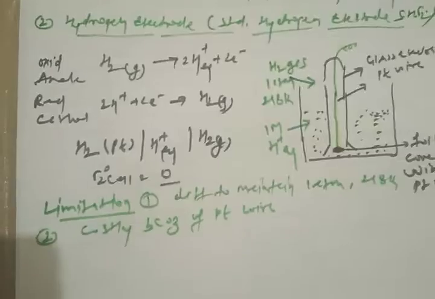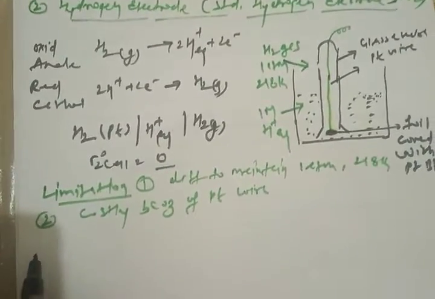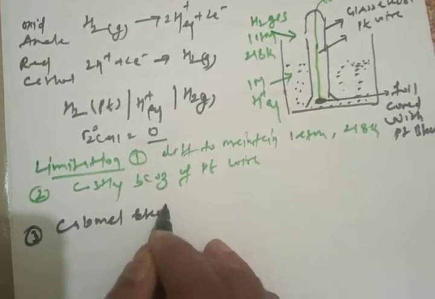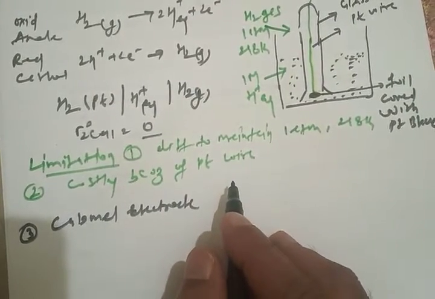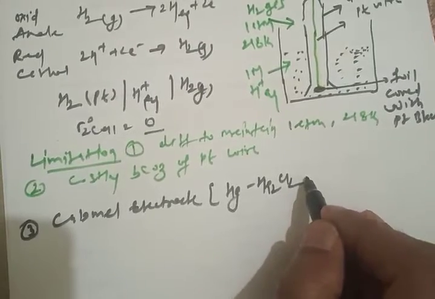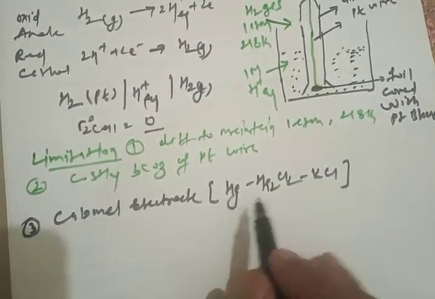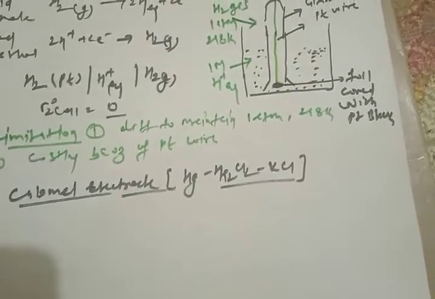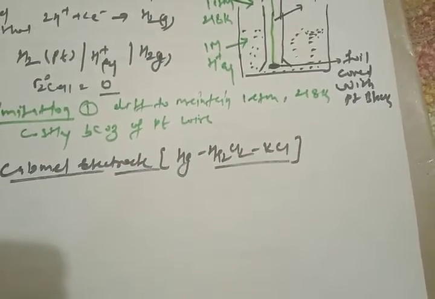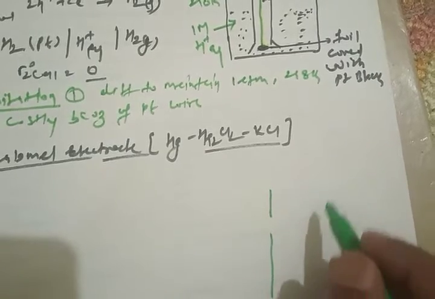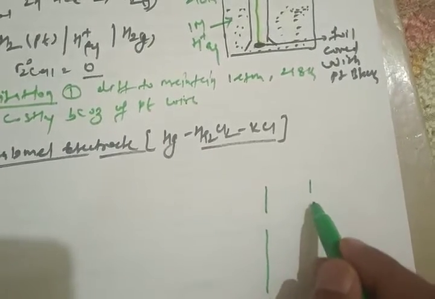Now we are moving to the third, and that is the Calomel electrode, which is very important. The Calomel electrode is also called the Hg2Cl2 KCl electrode, mercurous chloride KCl. This is a very important one. We'll first discuss its arrangement. What does the structural arrangement look like? Let's discuss that first, the structure of the Calomel electrode.